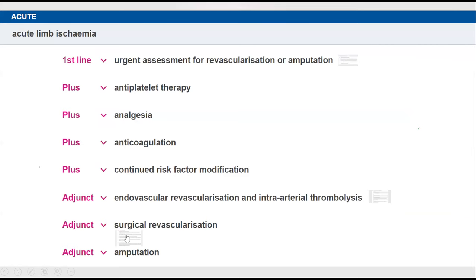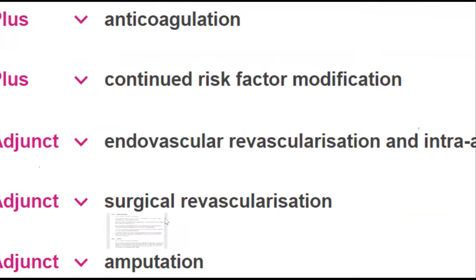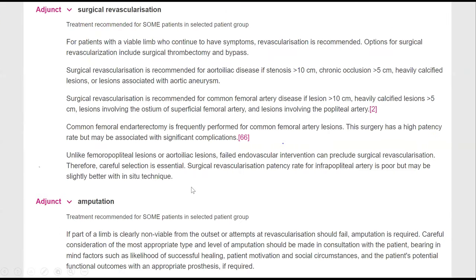I will return back to the same slide, and I will talk about surgical revascularization because it will come in your exam and will give numbers. These numbers are addressed in the BMJ here. For patients with a viable limb who continue to have symptoms, revascularization is recommended. Options include surgical thrombectomy and bypass.